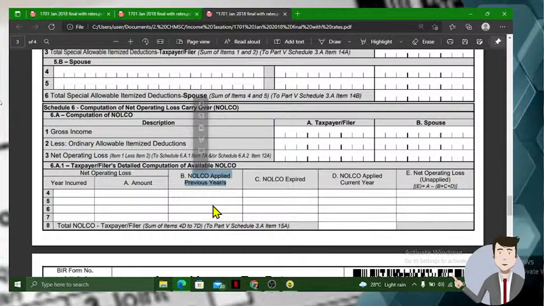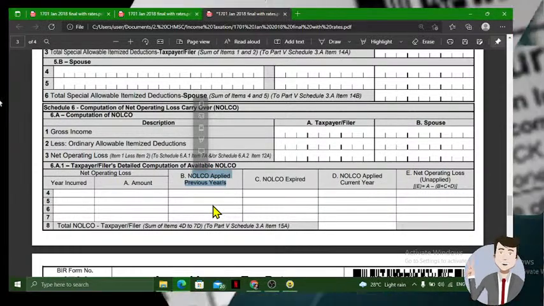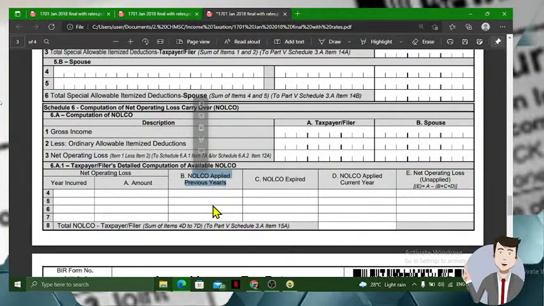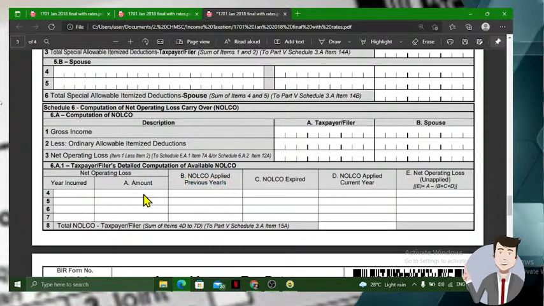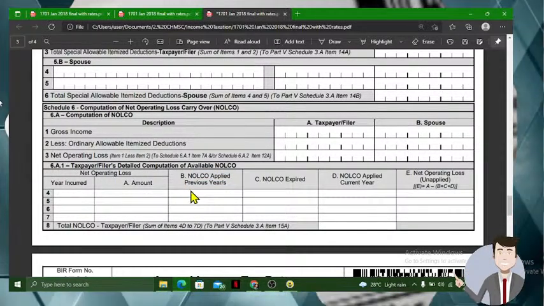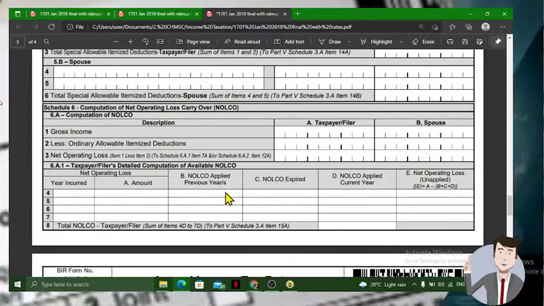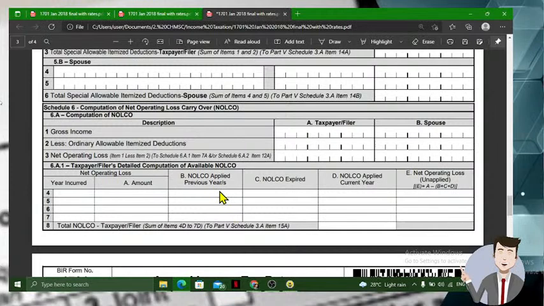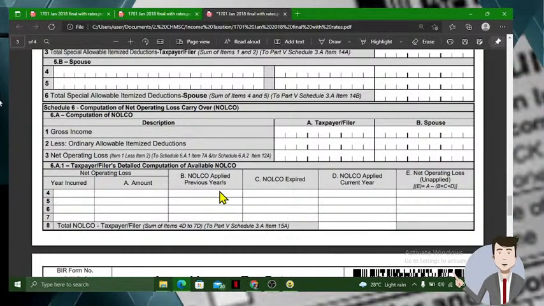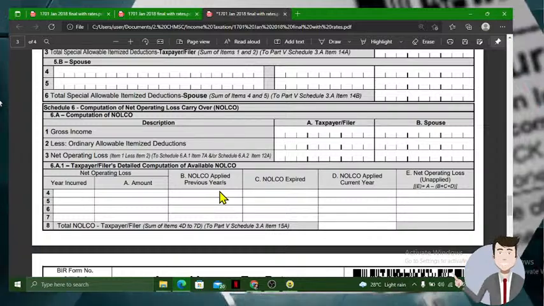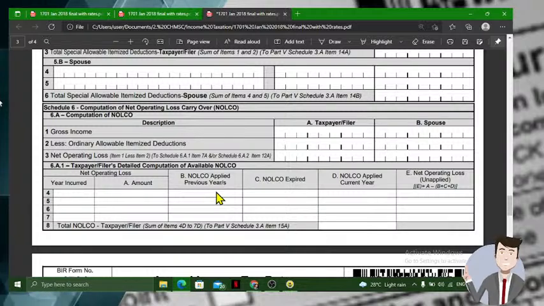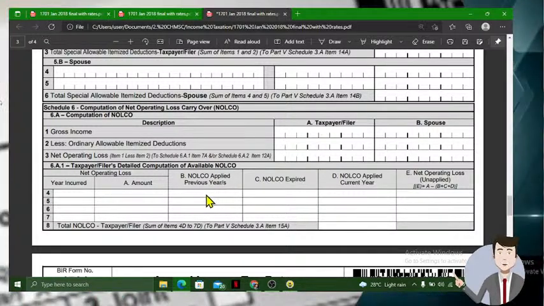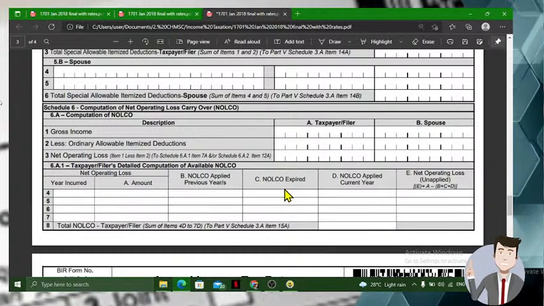Like for example, if we are filing the income tax return for the year 2021, okay? So your NOLCO for year 2019, let's say that's 100,000. So on the year 2020, out of the 100,000, 50,000 was used. Okay, 50,000 was the net income. So in short, on the year 2020, our taxable income is zero. We did not have any tax to pay. But we have already applied 50,000 of NOLCO on year 2021. So you also put 50,000. So expired is zero.